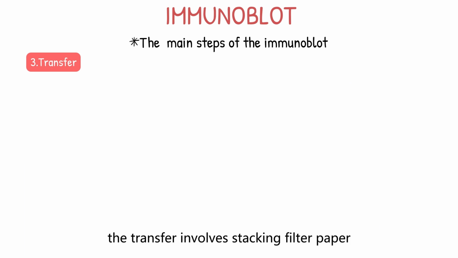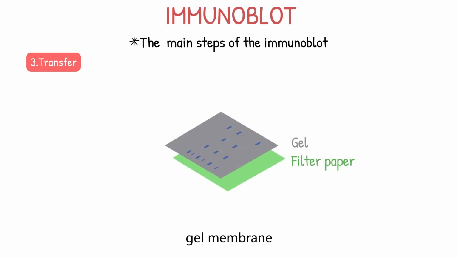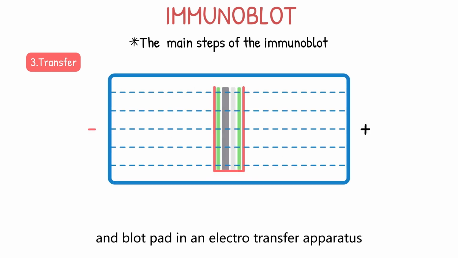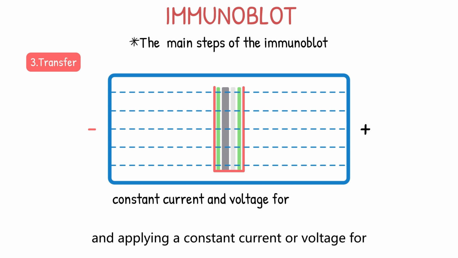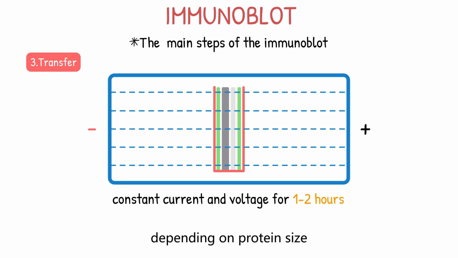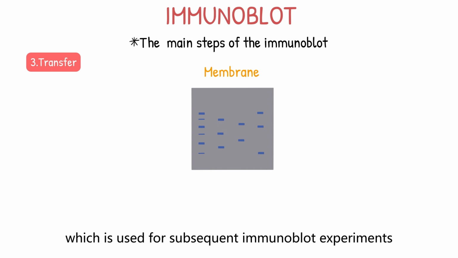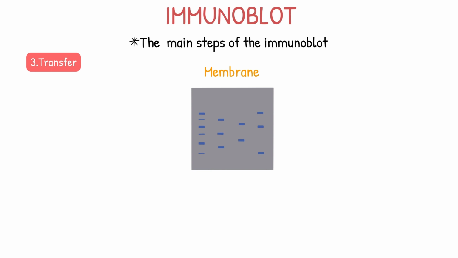The transfer involves stacking filter paper, gel, membrane, and blot pad in an electrotransfer apparatus and applying a constant current or voltage for 1 to 2 hours, depending on protein size and gel thickness. After transfer, a membrane with a copy of the gel is obtained, which is used for subsequent immunoblot experiments.